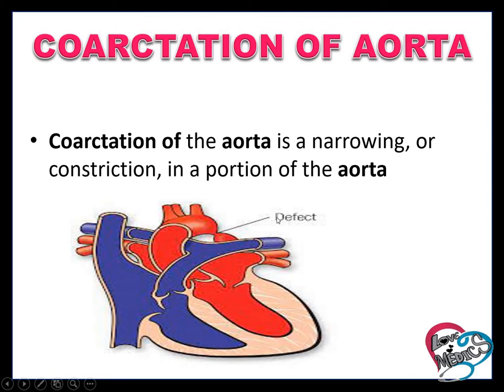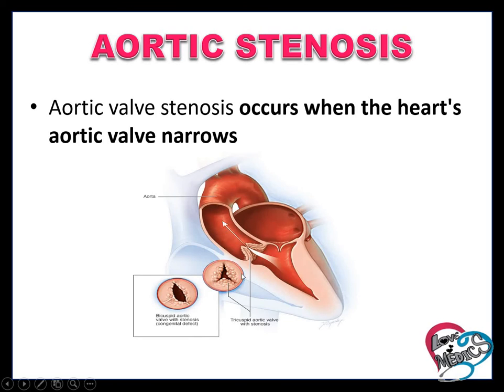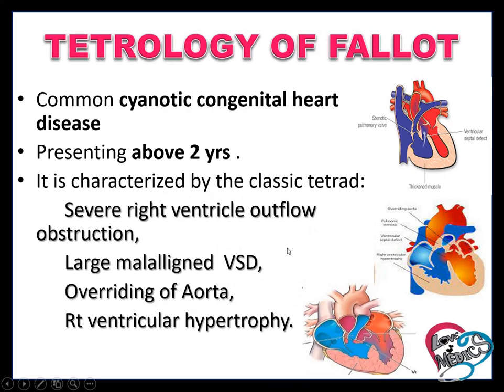Coarctation of aorta. It is the narrowing or constriction in a portion of the aorta. Pulmonary stenosis. Pulmonary stenosis is the narrowing of the pulmonary valve. Aortic stenosis is the narrowing of the aortic valve.